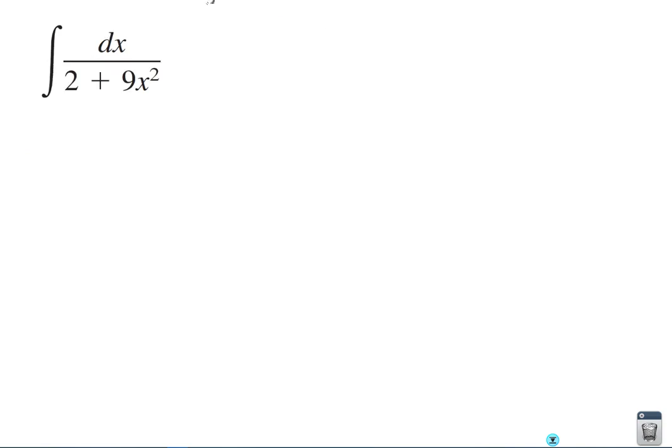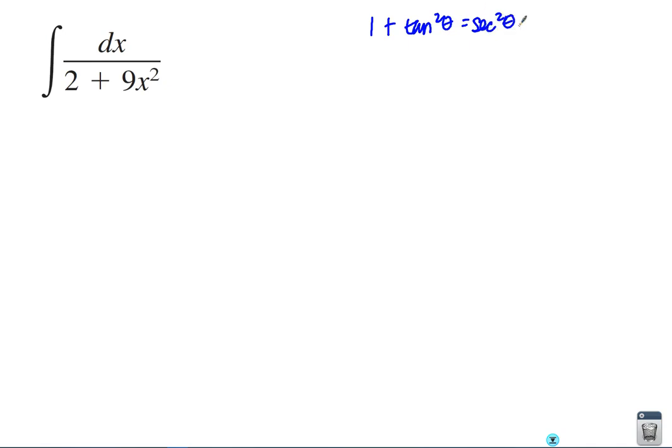So this one's different. It's got dx over 2 plus 9x squared. So not a radical anymore in the denominator, so I'm not going to be able to use the same trig identity that I did in the past. This time I'm going to focus on the other one that I mentioned at the beginning of the notes here. I'm going to look at 1 plus tangent squared theta is equal to secant squared theta.